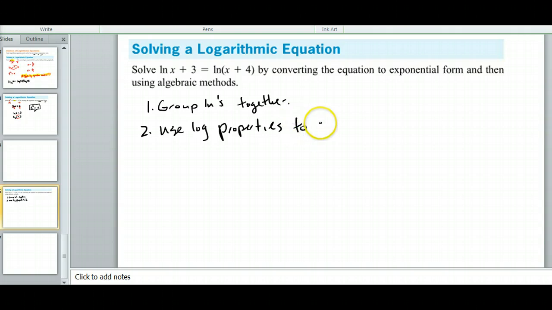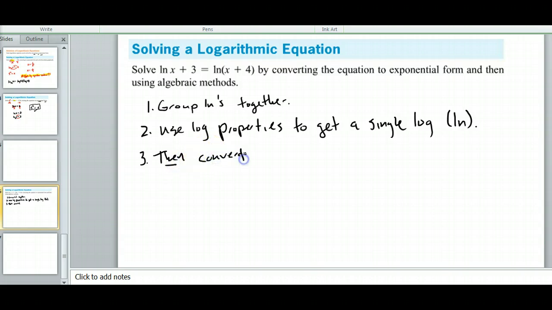And we're going to get a single log, ln in this case, then convert to exponential. So it says take this and convert it to the exponential form. Well, we can't really do that until we have just a single log. We have to have a single log to be able to convert it to exponential.